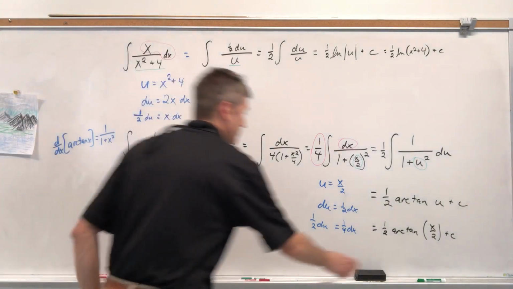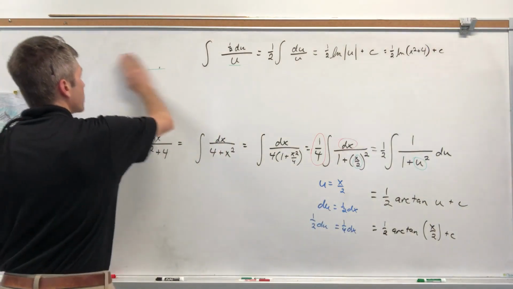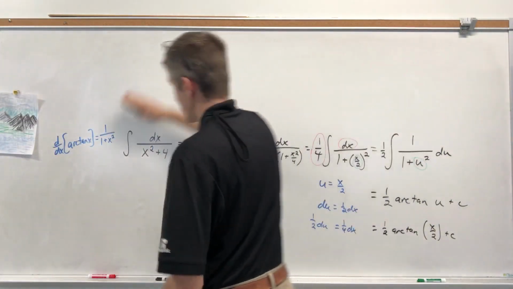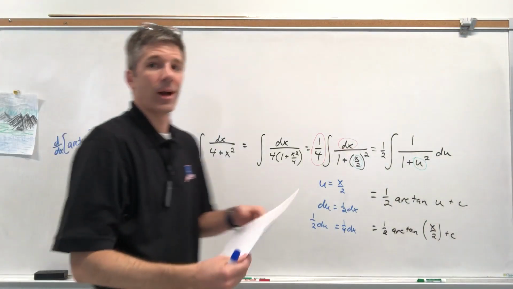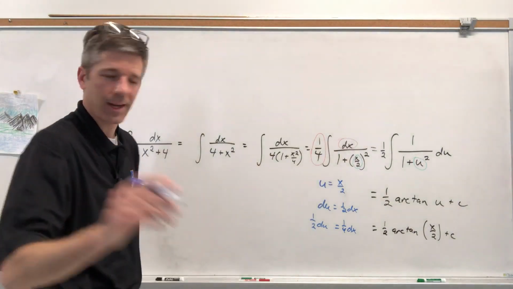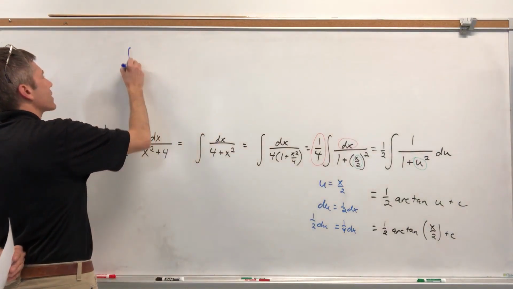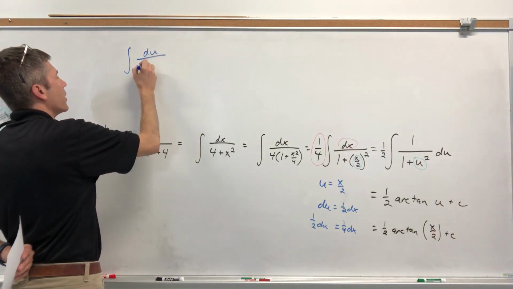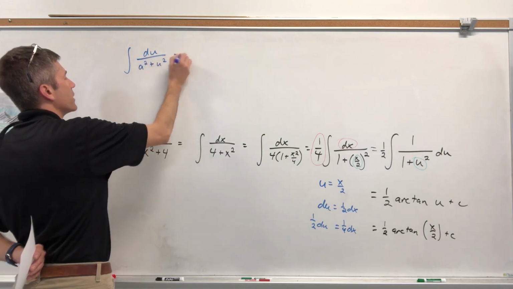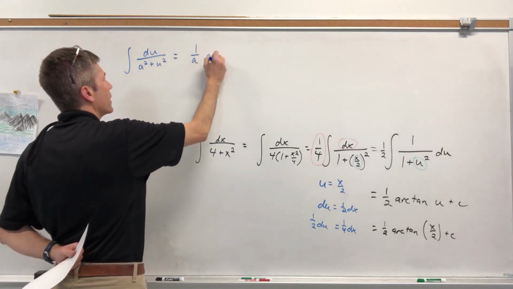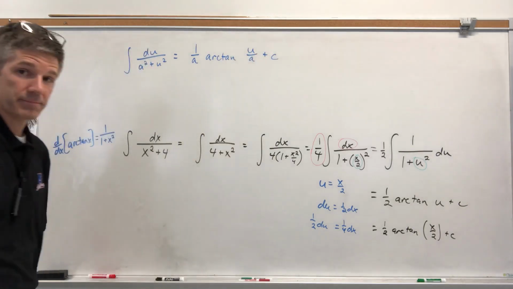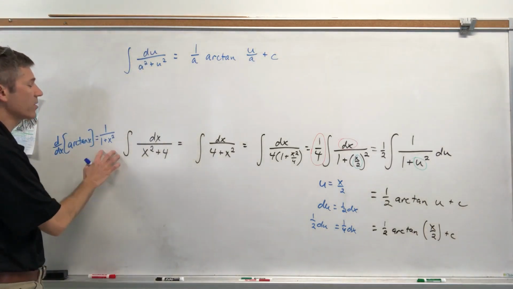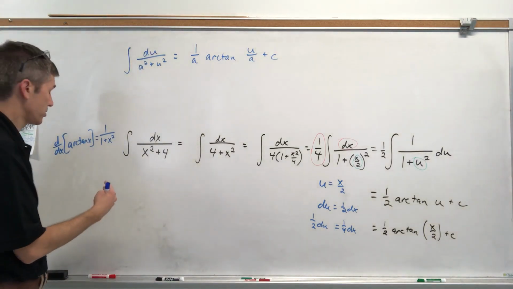So here's a formula, I'm going to erase this top one, that is on your list of integrals that you need to have memorized. The integral of du over a squared plus u squared equals 1 over a arctan of u over a, and then of course plus c. This is the reverse of that, only we're kind of undoing the chain rule with u substitution.